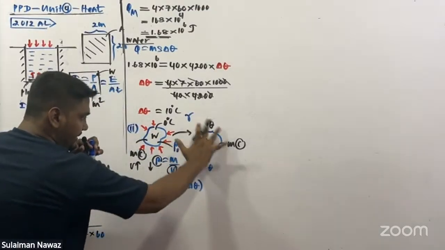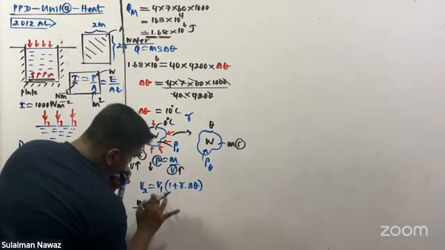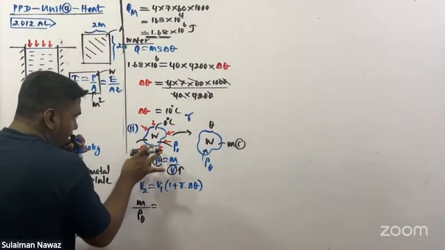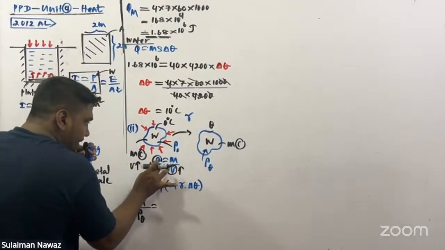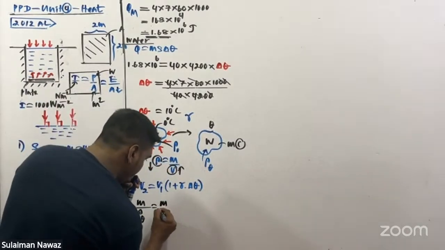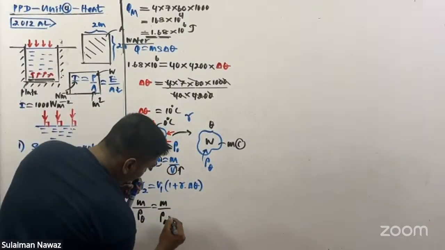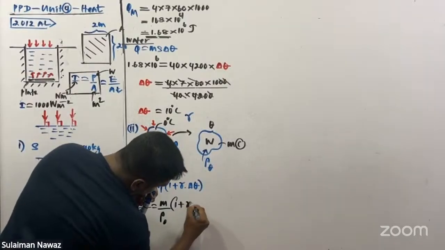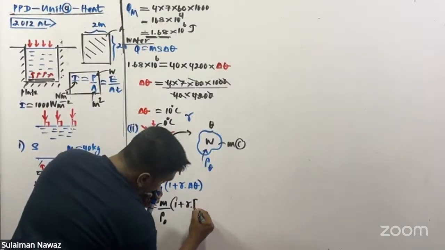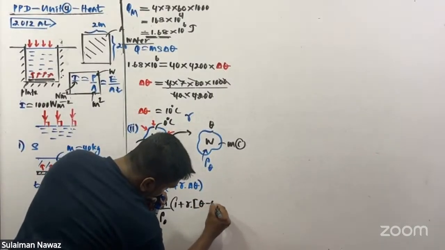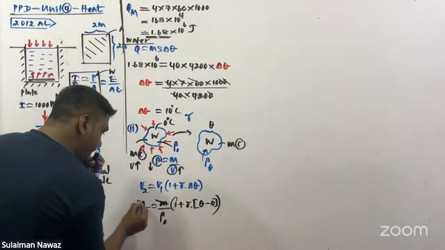Final density is rho theta, so it must be equal to the initial volume V1. Then tell me the initial volume V1 in terms of mass and density. Mass doesn't change. Initial density is rho naught, so rho naught times 1 plus gamma delta theta. The change in temperature is final temperature theta minus initial temperature 0. Then we can write that m cancels out.